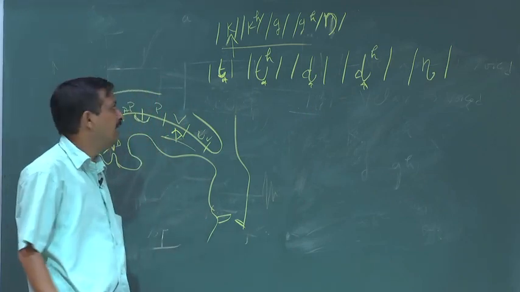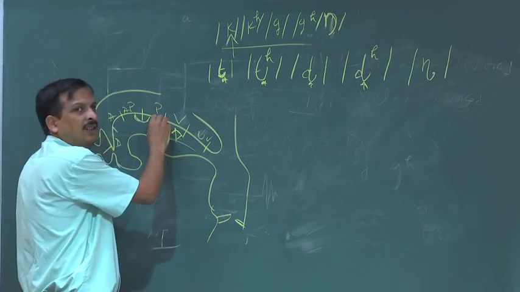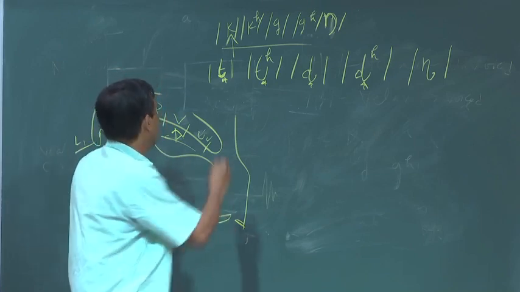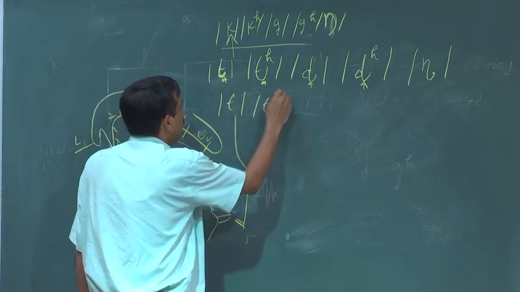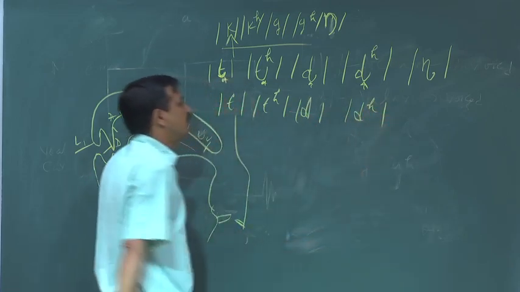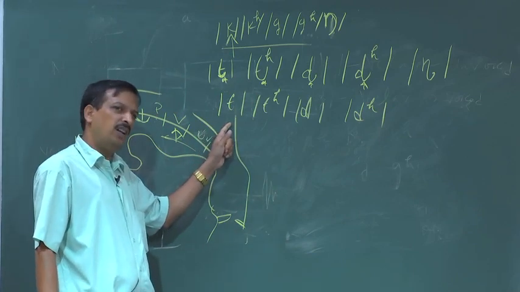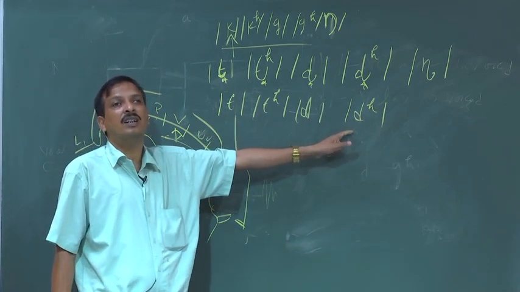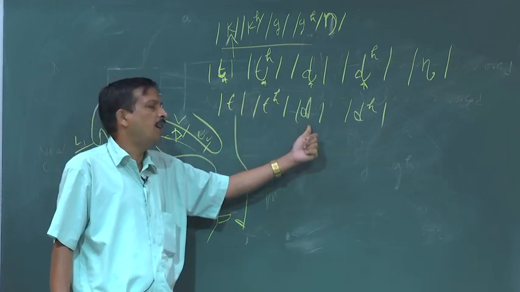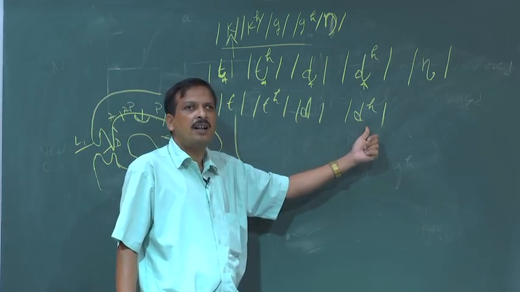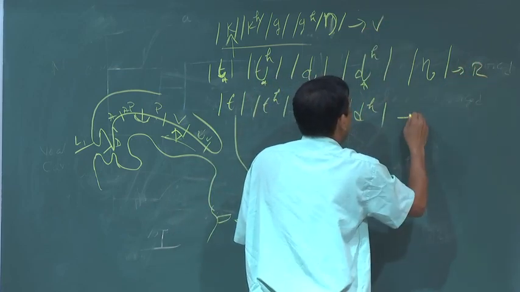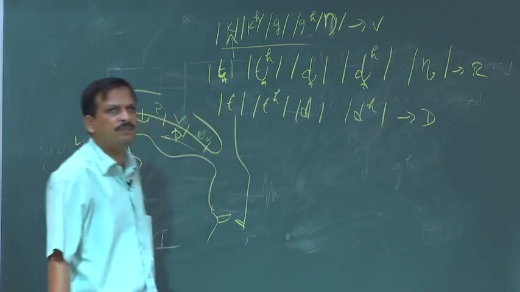Retroflex, no. Then, after retroflex, we have the dental sounds: ta, tha, da, dha. In Bengali, Hindi, all Indian languages: ta, tha, da, dha. Unvoiced unaspirated, unvoiced aspirated, voiced unaspirated, voiced aspirated. This is velar, this is retroflex, this is dental or alveolar.